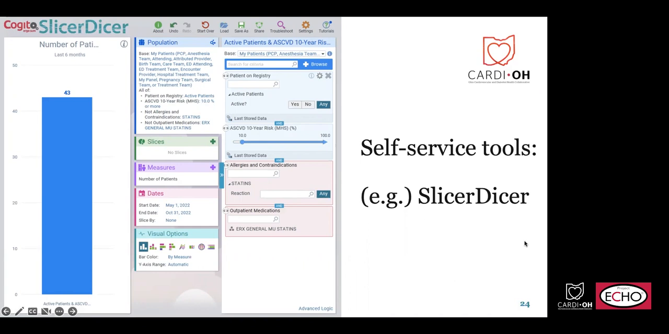And I'm just showing you an example where I'm looking at my patients, the patients that have been seen by me, with an ASCVD risk score of 10% or higher, excluding patients, that's what the red box is, that have an allergy to statin or are on statins. And so then what I end up with is this number here on the left-hand side, that 43. That's 43 patients who probably should be on a statin, are not allergic to statins, and require some kind of intervention.